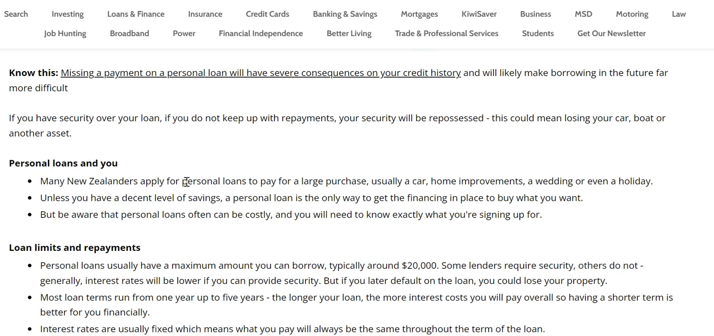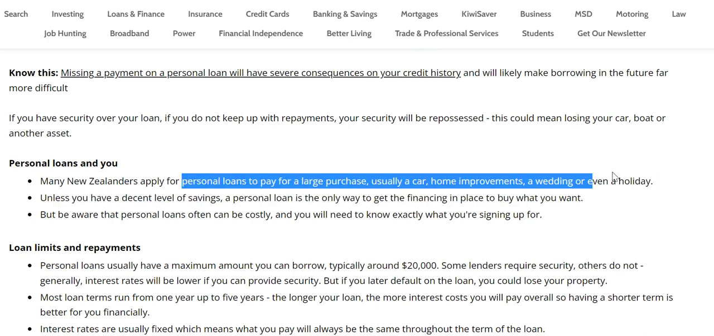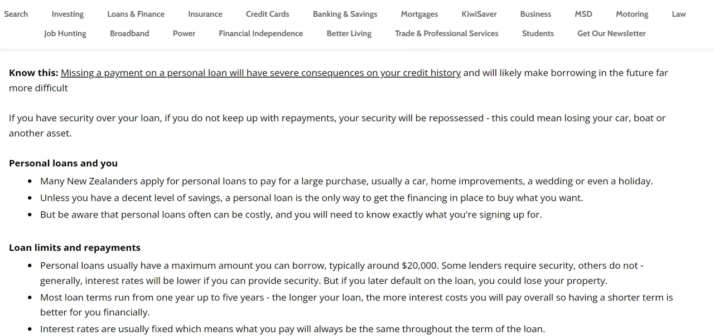So usually personal loans are used for large purchases: cars, home improvements, weddings, even holidays. We do understand they are popular. There's nothing wrong with them. You just have to be very careful how you draw them down. Make sure that they're always used for something that you need, not want. Secondly, that you can keep up with the repayments.